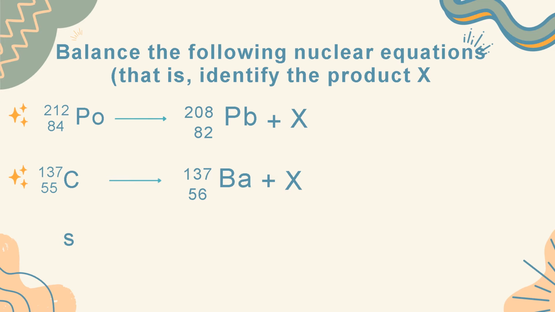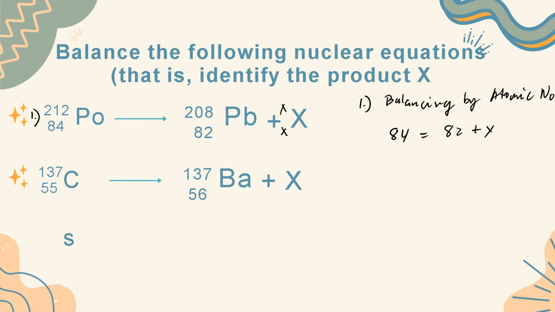So, number 1 muna tayo. First, balancing the equation by the atomic number. Atomic number determines the identity of the element. So malalaman natin agad ang element kapag makita natin yan. So 84 is equal to 82 plus x. Hindi, gawin natin ibang variable. Ang variable natin dyan, this is Z, and this is A. So, A is equal to 2.